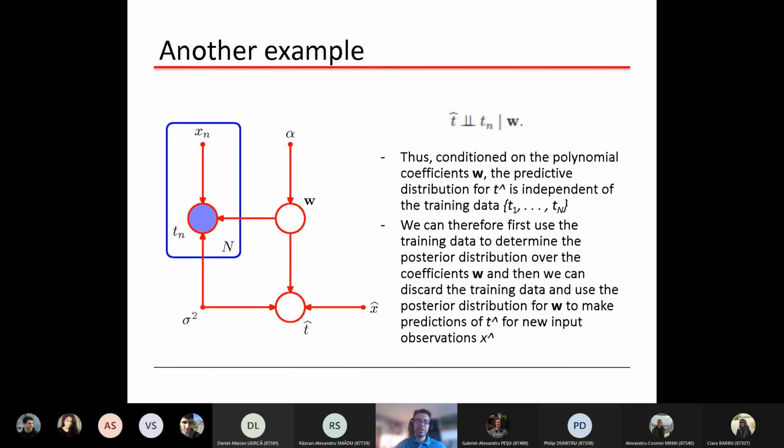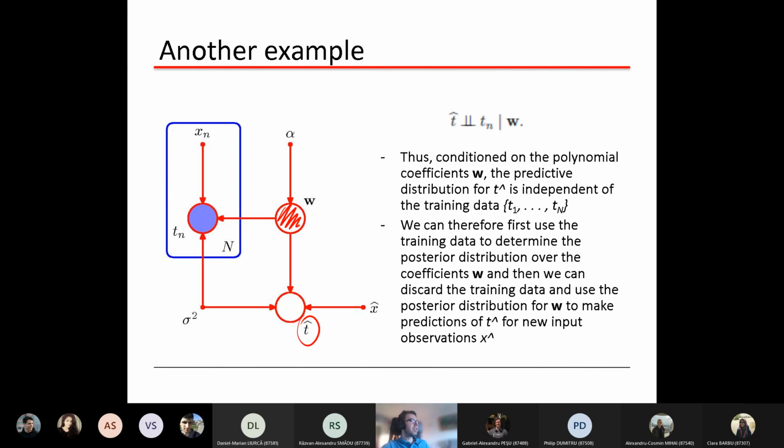Cool. And as another example for this separation, imagine what happens for the Bayesian regressor model that we have seen at the beginning of the class. If we are conditioning on the polynomial coefficients, if we are given the polynomial coefficients, the new target that we want to predict becomes independent of the training set.